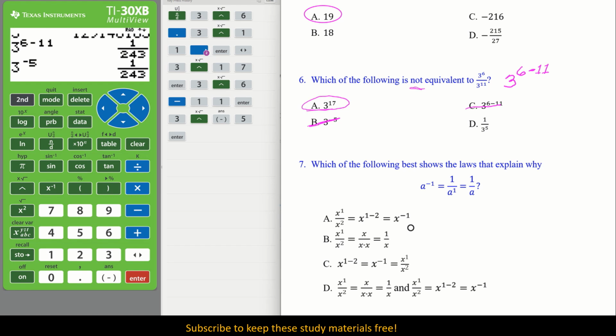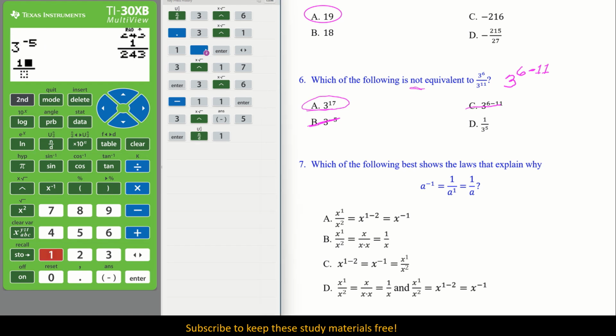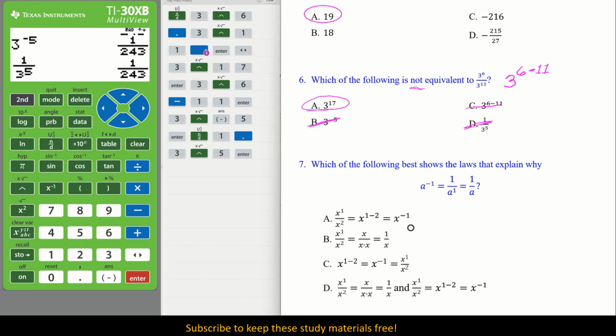Now let's try D. We need a fraction, and that's 1 in the numerator, arrow down, and that is 3 caret up to the 5. Push enter, same fraction. So obviously, option B is the correct selection. Okay, let's look at number 7.